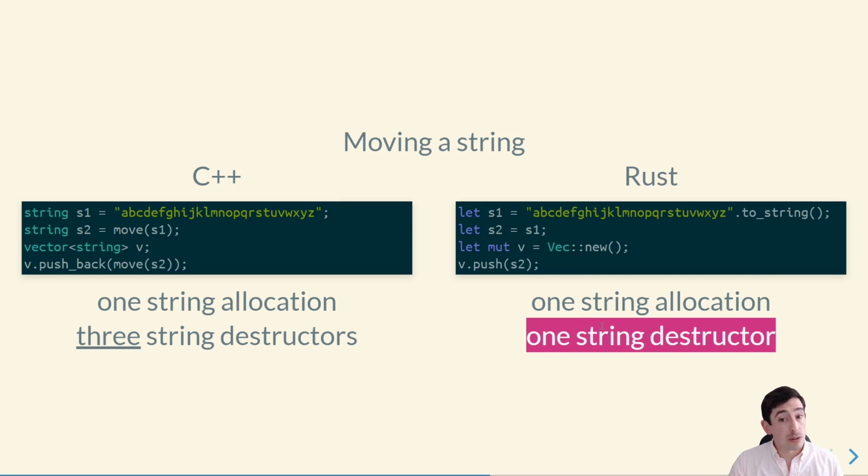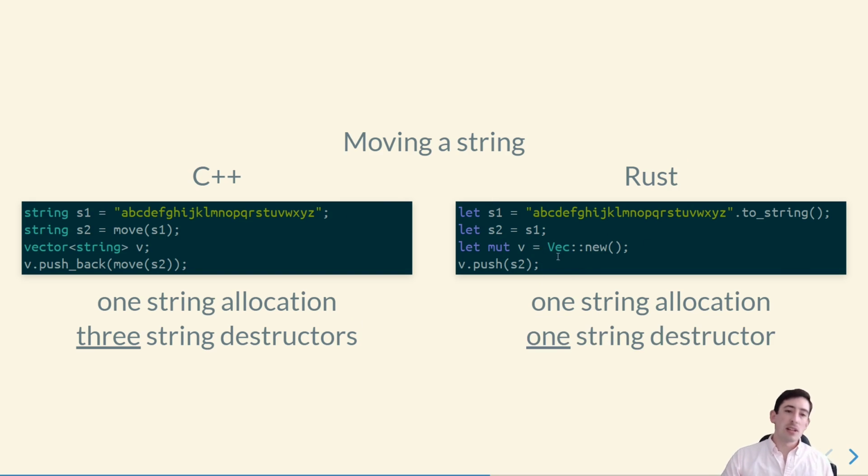The others never do. So even though on both sides of the slide they make one string allocation on the heap, one vector allocation too, and they both free that allocation once, it's the same number of allocations in both cases, but the destructors all run in C++. So the destructors of s1 and s2 need to be no-ops, right? The moves out of them will empty them in some way. Maybe it'll null out the pointer or something like that. So that's different default behavior.